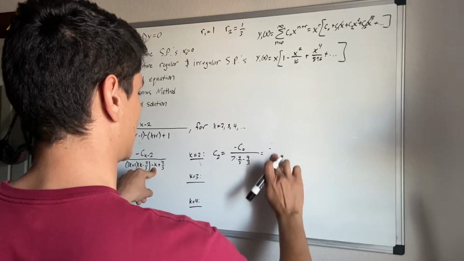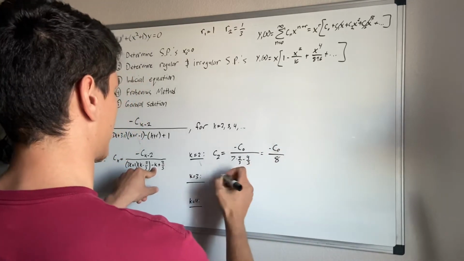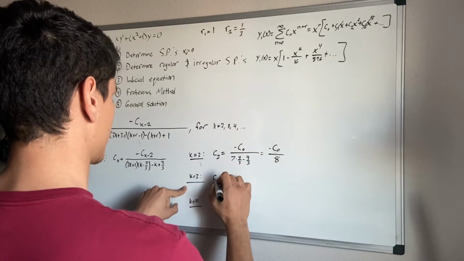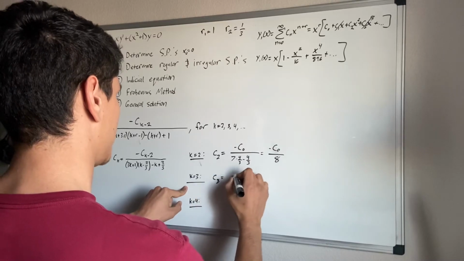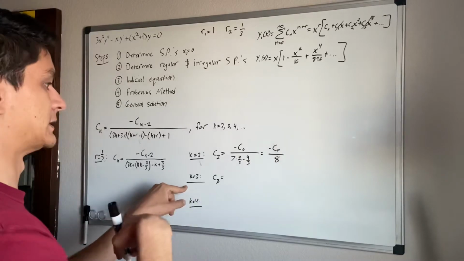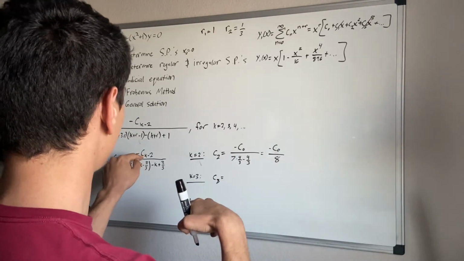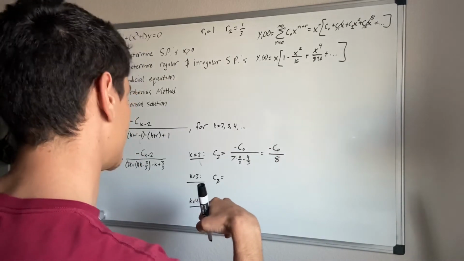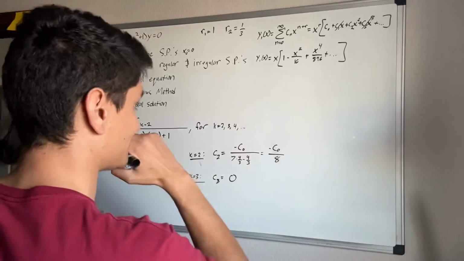So negative c sub 0 divided by 8. Next is k equals 3. So we have c sub 3 equals, again, this is 0 because c sub 1 equals 0. And we're going to have negative c sub 3 minus 2, which is c sub 1, which is 0. So again, we can write this as 0.